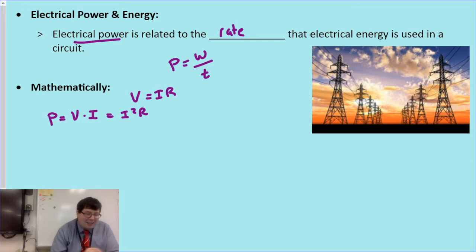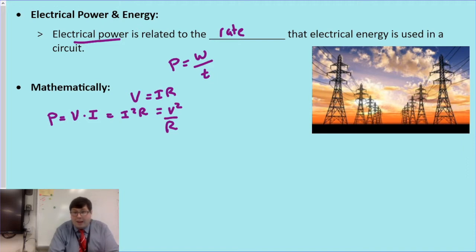And then finally, if I solved it a different way and plugged in V over R for I, I would get V squared over R. And so I actually have four different equations to calculate power: P equals V times I, I squared times R, or V squared divided by R.